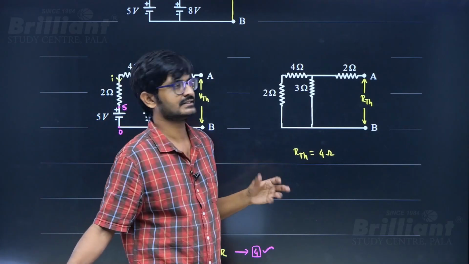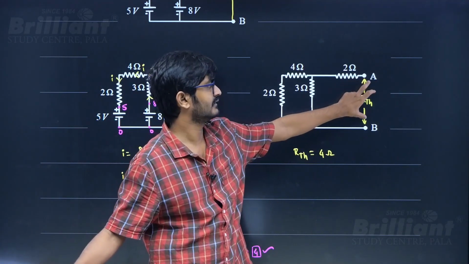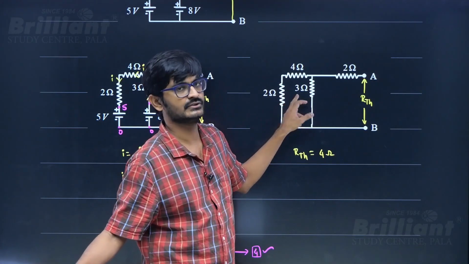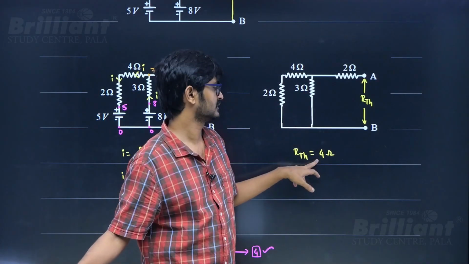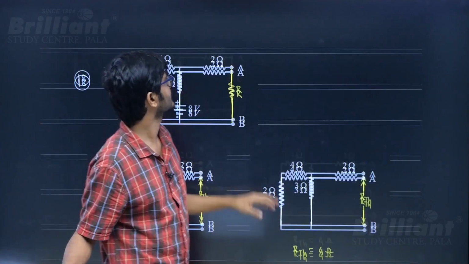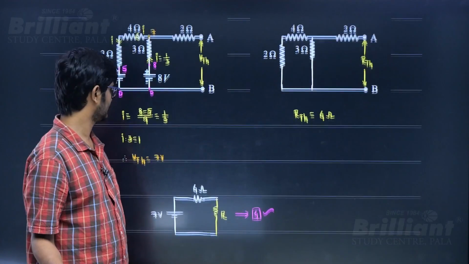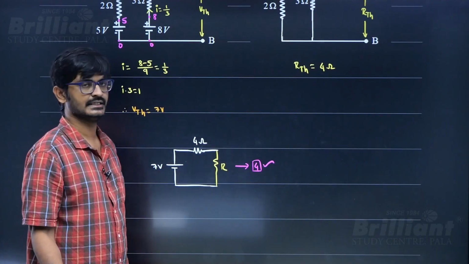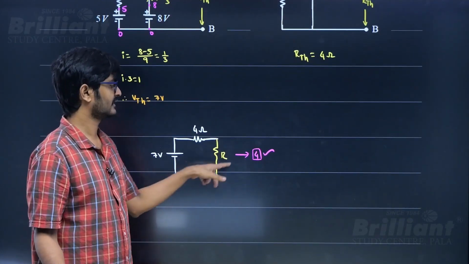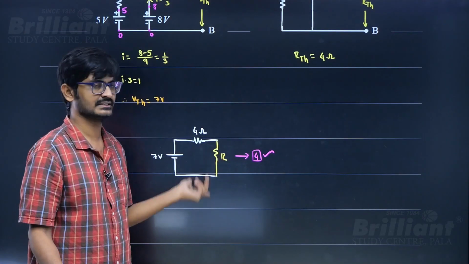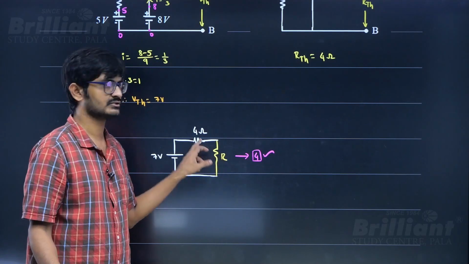Now if I want to find Thevenin's resistance, short circuit the battery and find the equivalent resistance across this. 4 plus 2, 6, 6 and 3 parallel to 2 and 2 series 4. So Thevenin's resistance is 4. So you can replace this entire thing with a 7 volt battery and 4 ohm internal resistance. Now if the maximum power transfer must happen in this one, then R must be equal to the internal resistance, or you can do it by differentiation and you can get it. So R must be equal to 4 ohm.